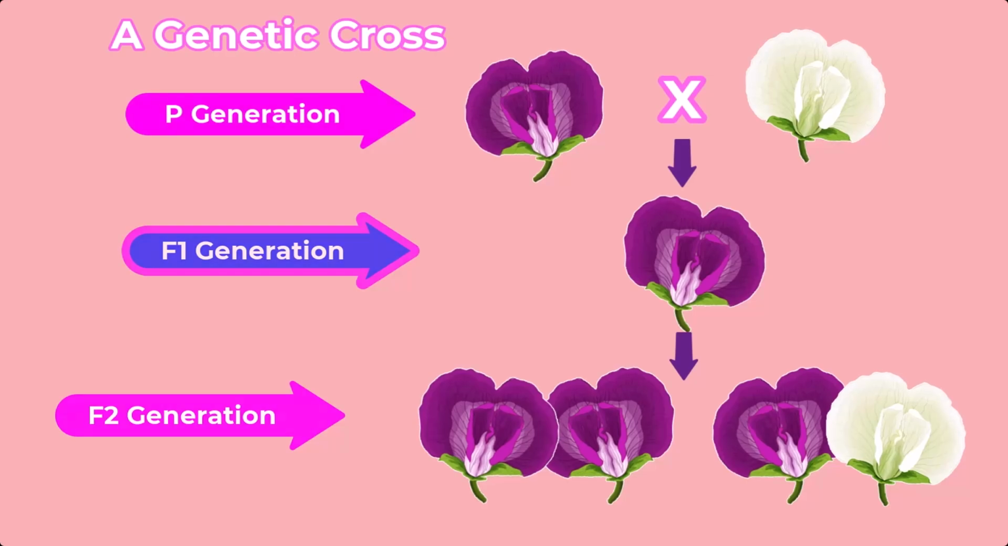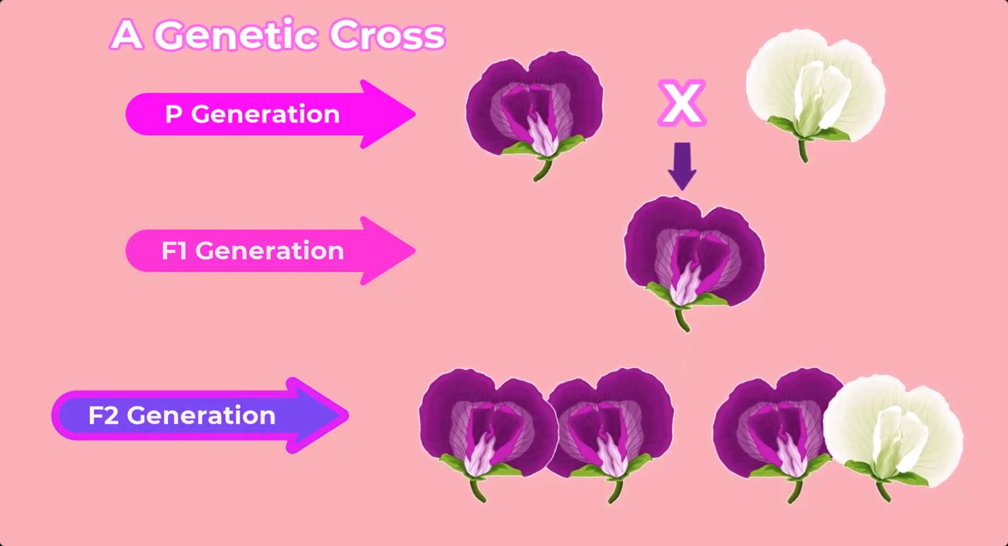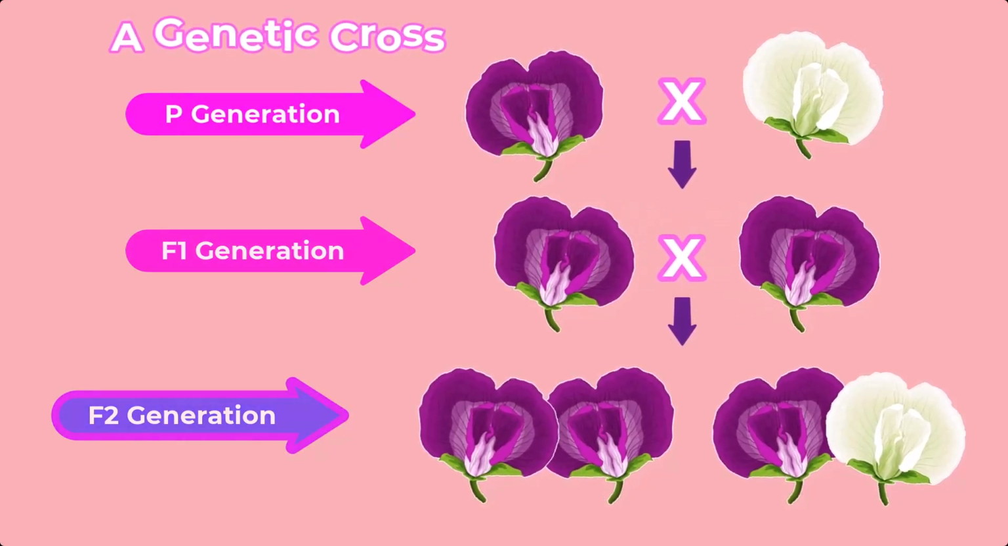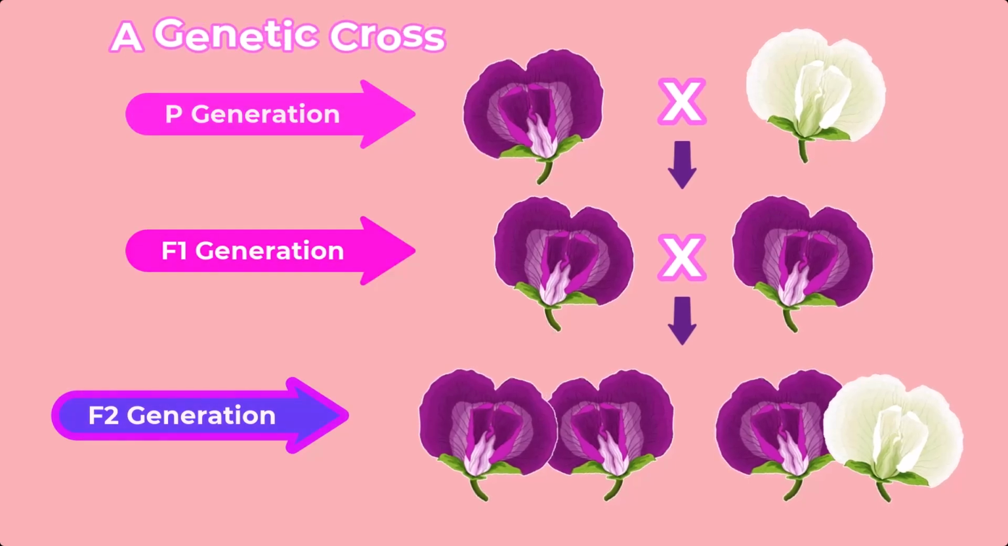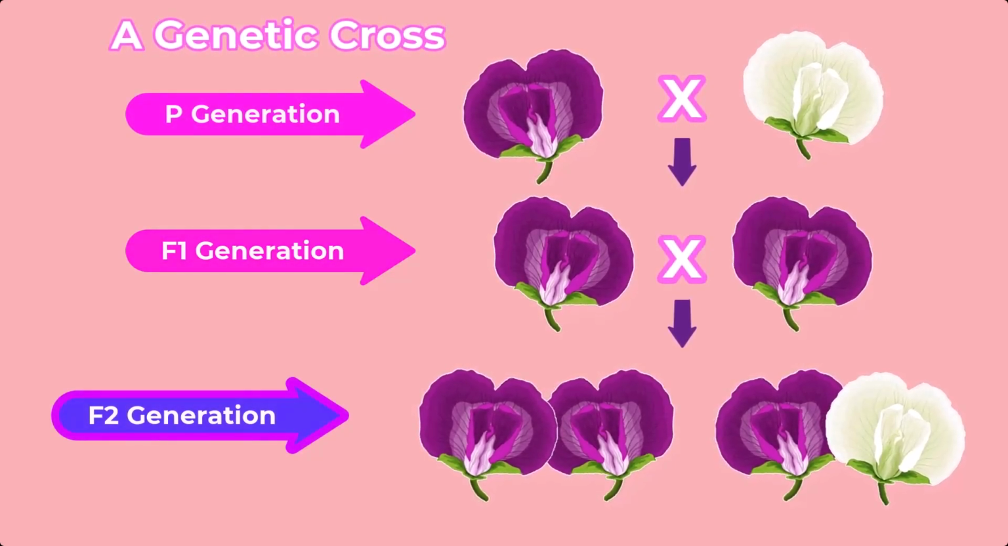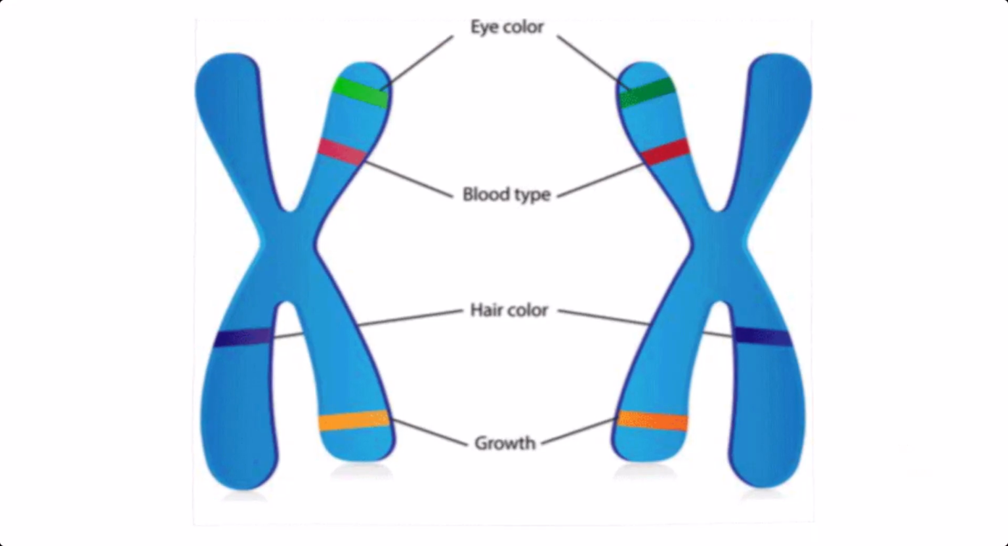Mendel saw that all of the F1 plants had purple flowers. By mating the F1 plants with one another, Mendel found that about 3/4 of the F2 had purple flowers and 1/4 had white flowers. In other words, there was a 3-to-1 ratio of purple to white.